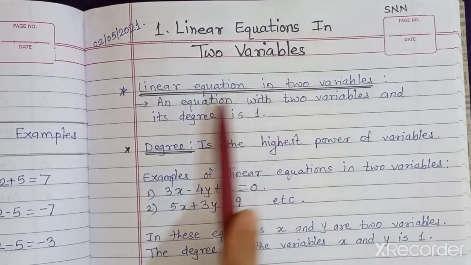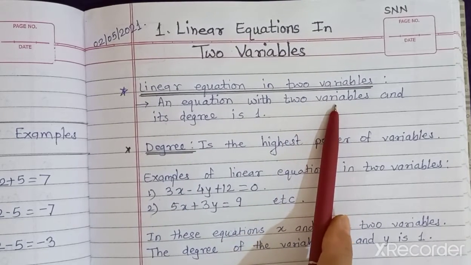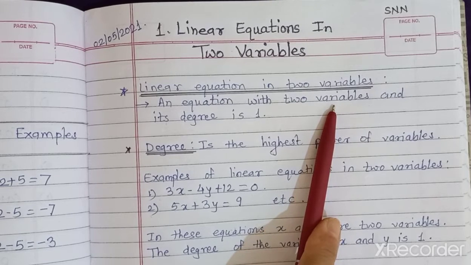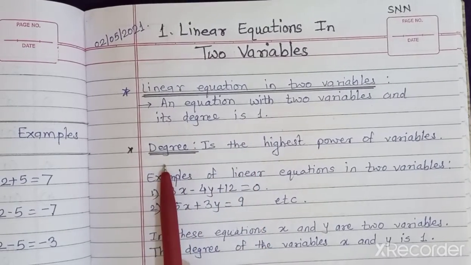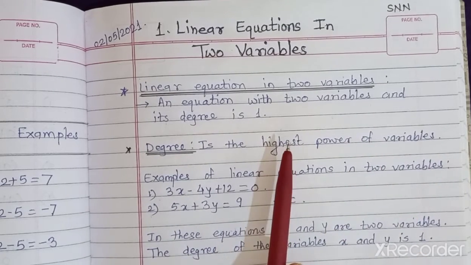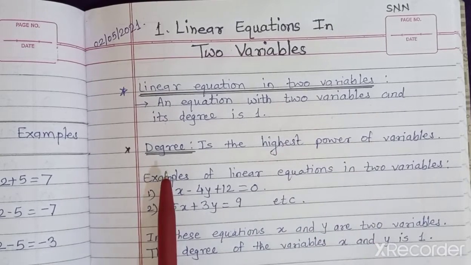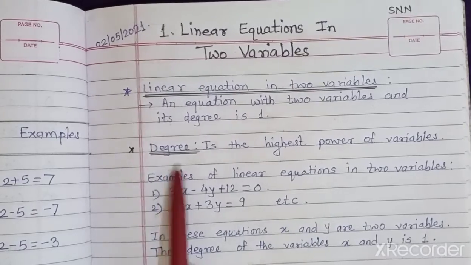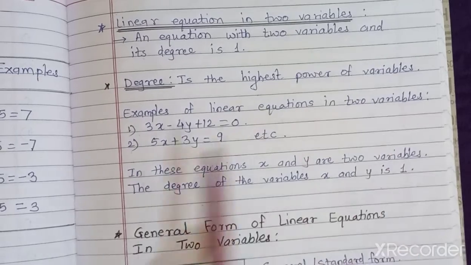It is nothing but an equation with two variables. It means any two variables can be taken. Okay, we can take an example x, y are the two variables, or in place of that any other variables p, q. Okay, likewise you can take, and its degree is 1. What is meant by the degree? Degree is the highest power of variables. Means whatever variables we are going to take, their highest power should be 1. Okay, so that is the degree.